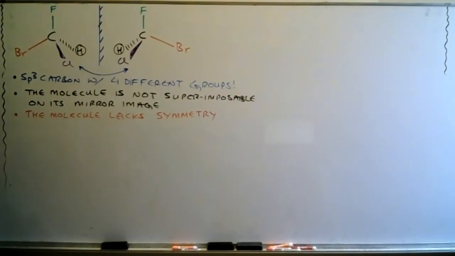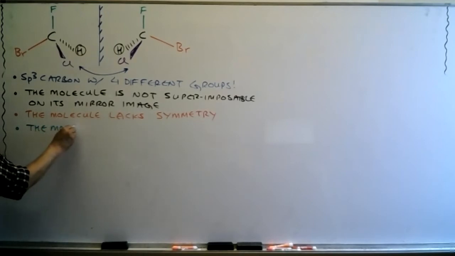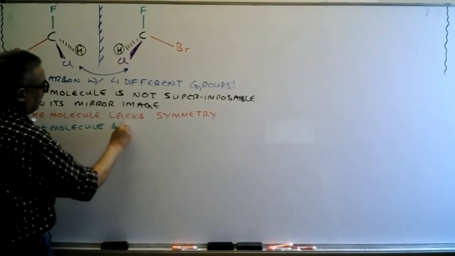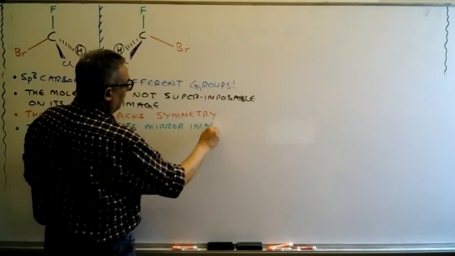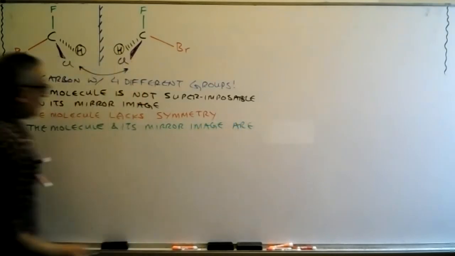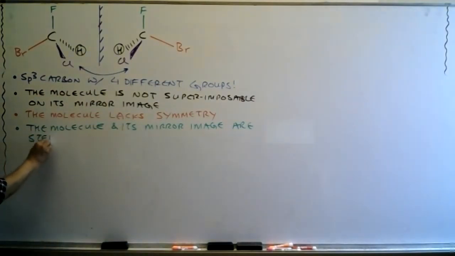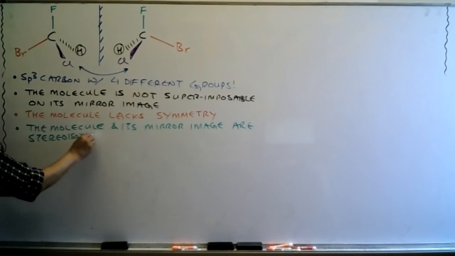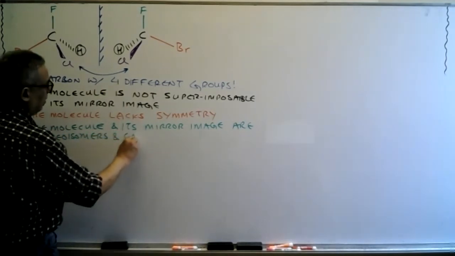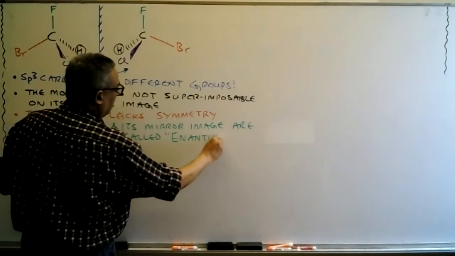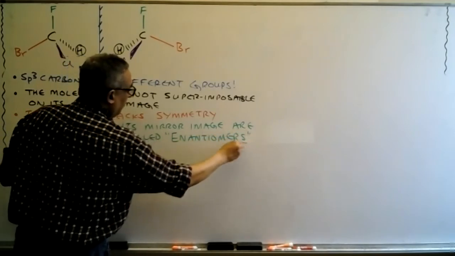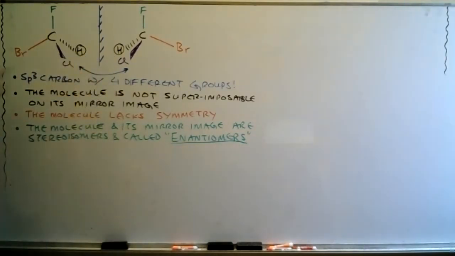And then another fact of the matter is that the molecule and its mirror image are stereoisomers and called enantiomers. They're called enantiomers. These two guys are called enantiomers.